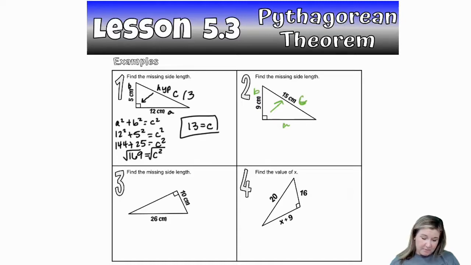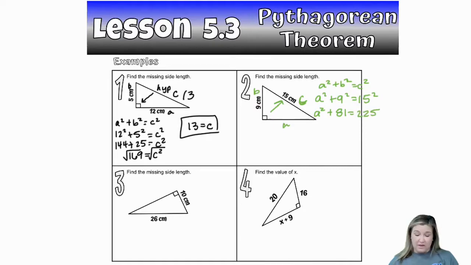So based on the Pythagorean theorem, I'm going to have a squared plus b squared is equal to c squared. And so therefore I have a squared. I don't know what a squared is because I don't know a. Plus b squared, which is 9 squared, is equal to 15 squared. And so then squaring those two numbers, I'm going to have a squared plus 81 is equal to 225. That's what we get when we take 15 squared.